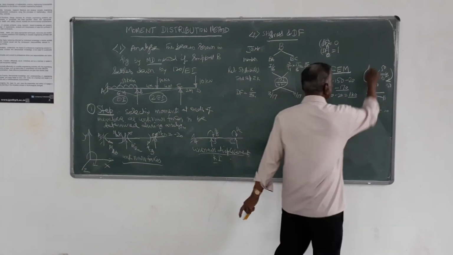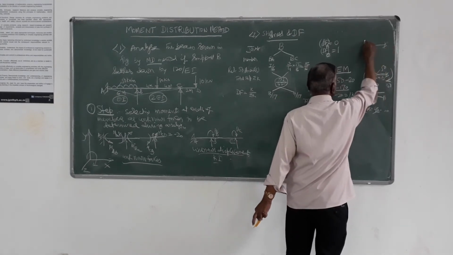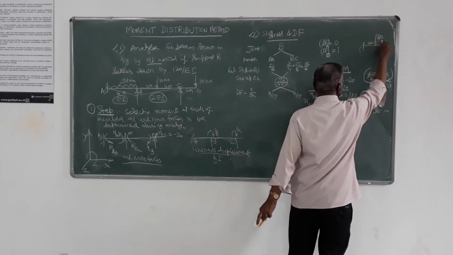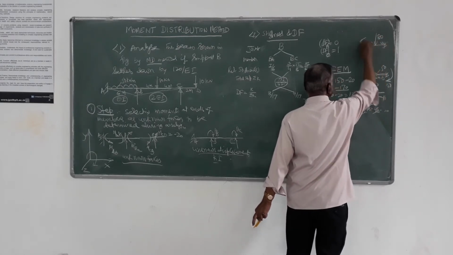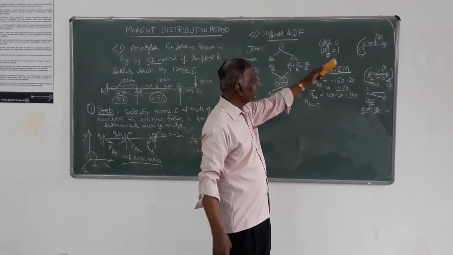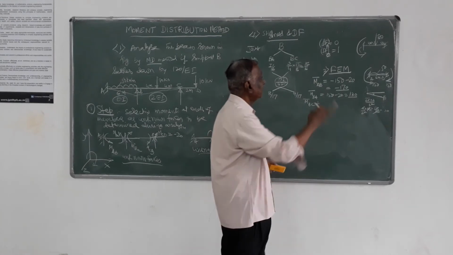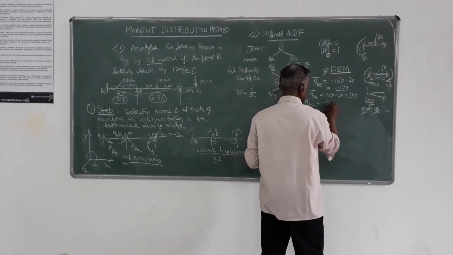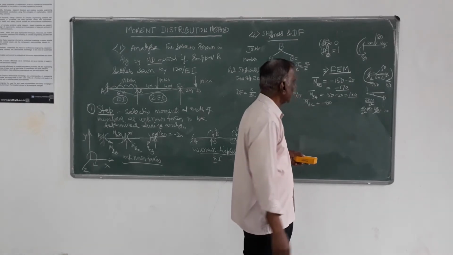Then MBC, if you take ends BC, the load is at 4 meters, this will be WL by 8, that is 8 into 8 by 8, it will be 80. 80 in the anti-clockwise direction, so it is minus 80.